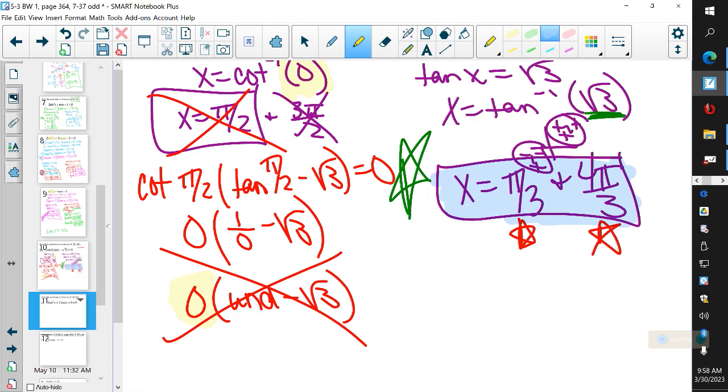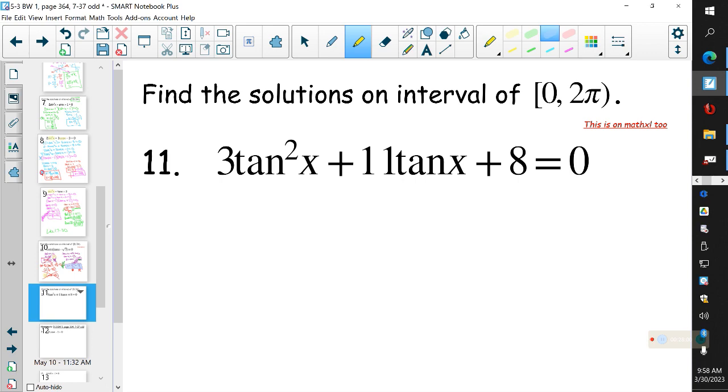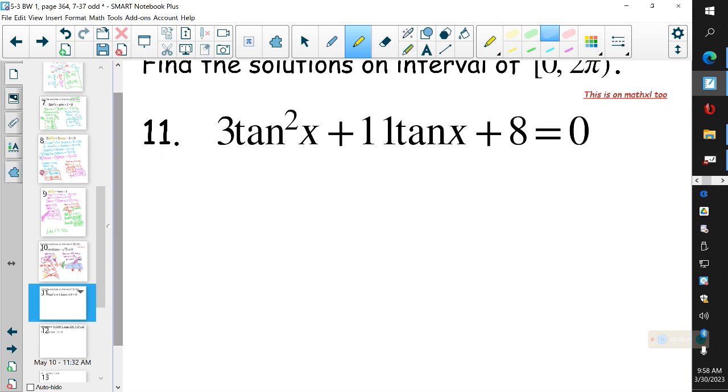Okay? All right, we have one last problem here that I'm going to talk about with you. And this is also on Math Excel. And I believe this is similar to problem number 16 on Math Excel, but let's make sure. It might be a different one, so I'm sorry if not. So immediately I look at this and I have all tans, which makes me very happy. So that means I'm going to go straight to factoring.